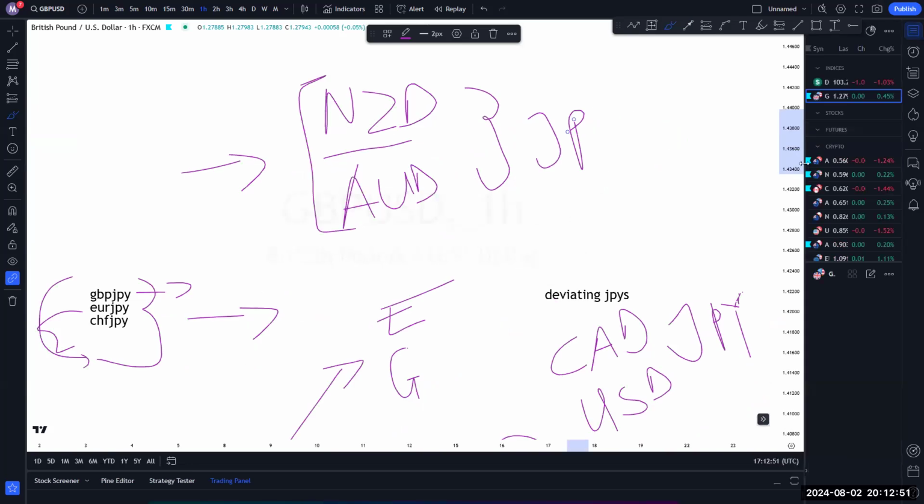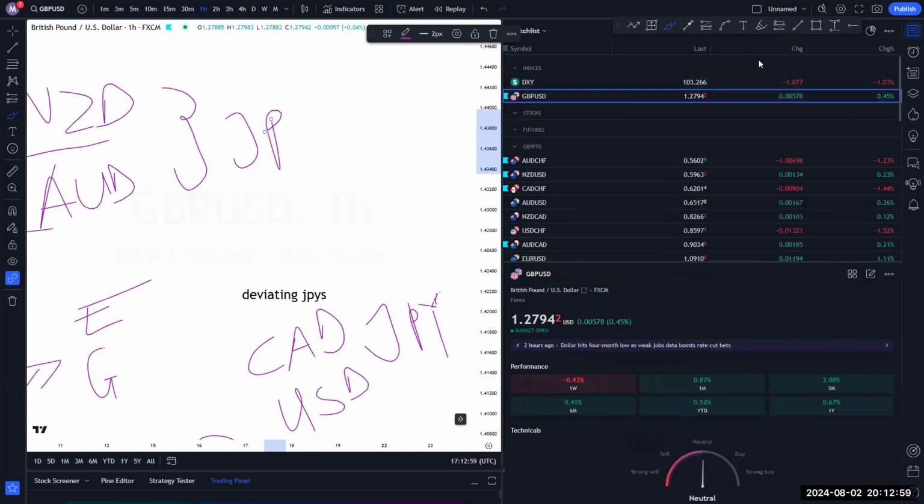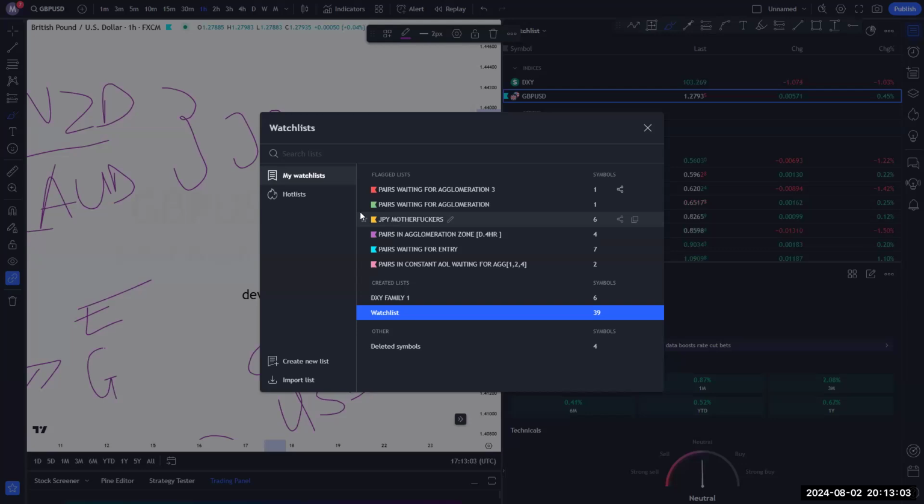Mary, yes, so I can arrange them on my TradingView accordingly. Yeah, you can arrange them. Let me show you how I arranged mine. So here I arranged my JPY pairs together, and that's why I arranged it as the JPY DXY family.